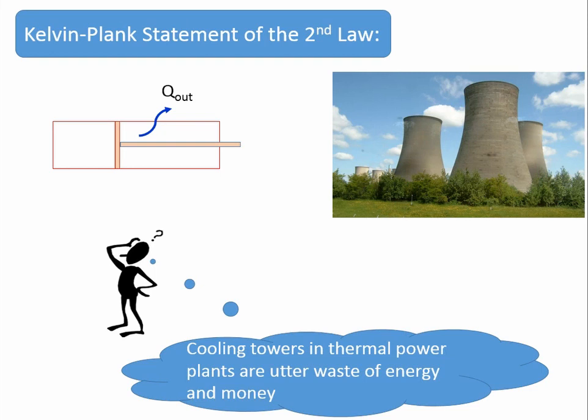You can see, in order to construct these cooling towers and condensers, etc., it costs a lot of money. So you are spending money to waste energy, but we have no option because it is a requirement, which is explained by the Kelvin-Planck statement of the second law.